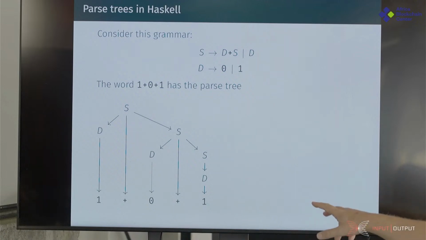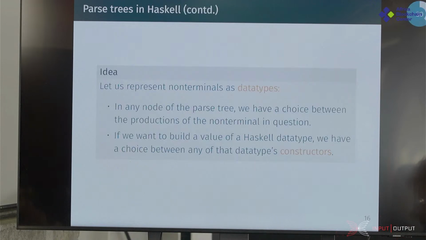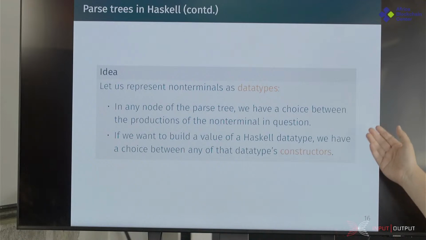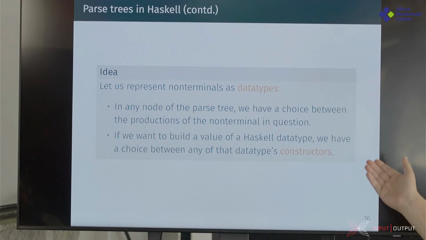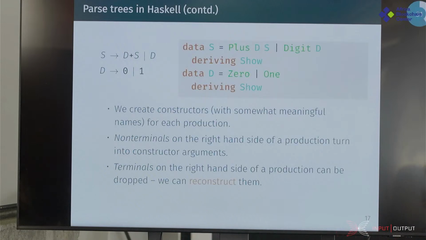And now we come to what that has to do with types, how we best represent such a tree in Haskell. And the idea is that the non-terminals will correspond to data types, and if for a given non-terminal we have several productions, then that will correspond to several constructors in the data type. So if we look at this again on the left, S and D would correspond to data types.